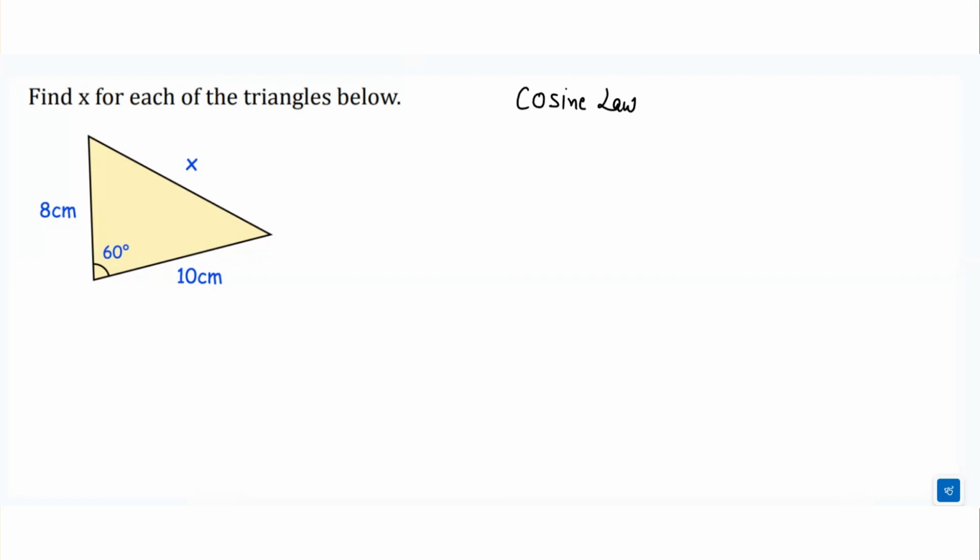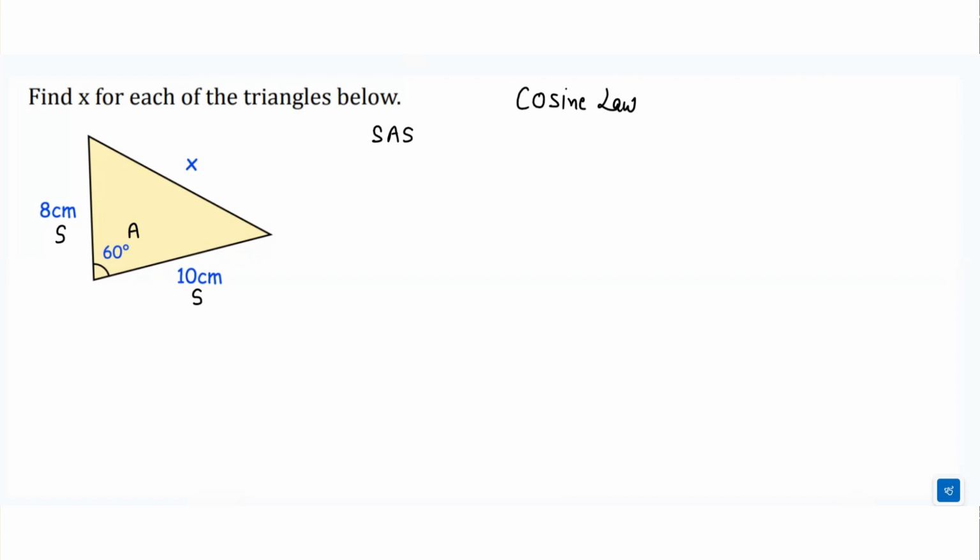Now in this triangle, side, angle, side is given. So in a triangle where side, angle, side is given and you have to find out the missing side length, we will always use the cosine law.